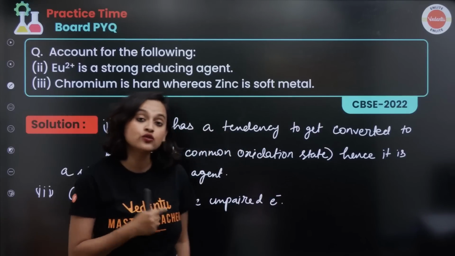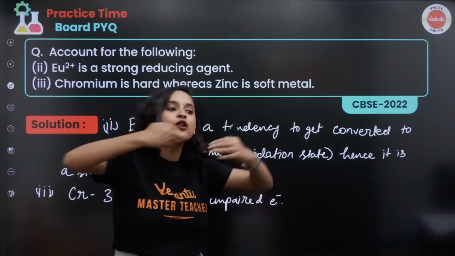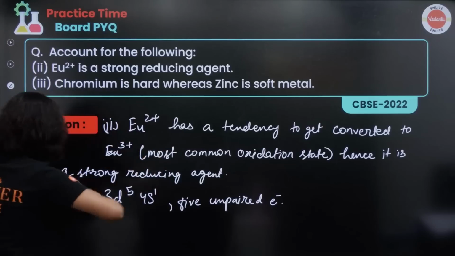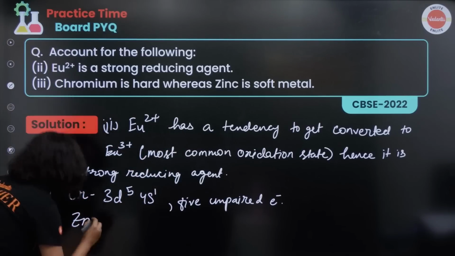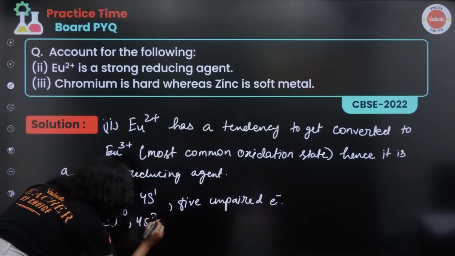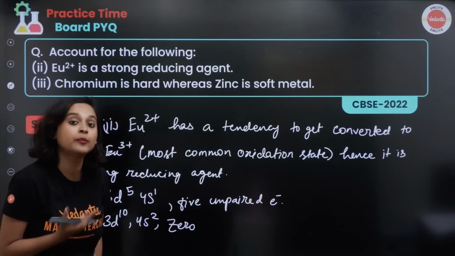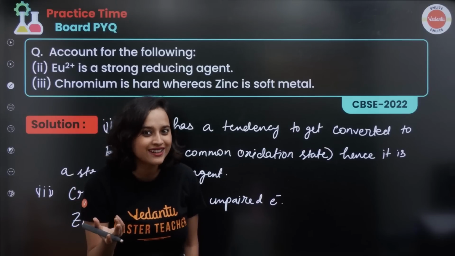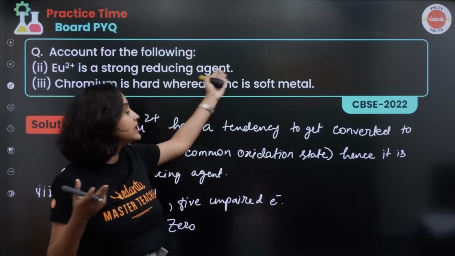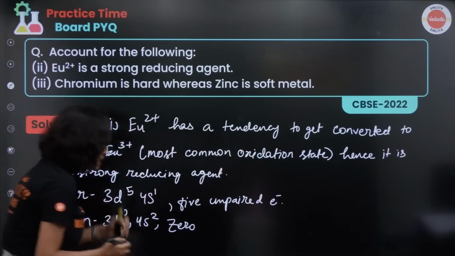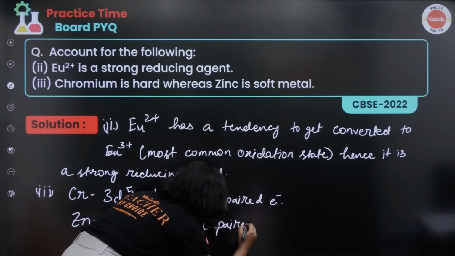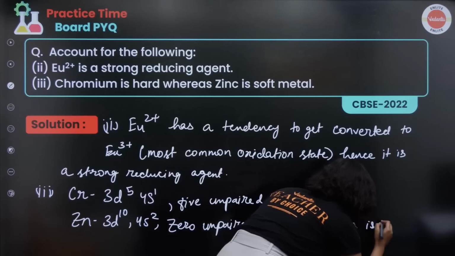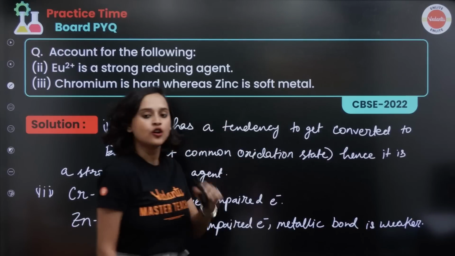Now, what do these transition metals do? They have unpaired electrons which they give away to the sea of electrons, and when they do that, they form strong metallic bonds. Now, in case of zinc, atomic number 30, it is 3d10 4s2. Zero unpaired electrons. If there are no unpaired electrons, how are they going to send them to the sea of electrons? That means the metallic bond is going to be weaker, and if the metallic bond is weaker, the metal is also going to be softer in nature. So that's exactly the answer. Zero unpaired electrons, metallic bond is weaker, hence it is a soft metal.